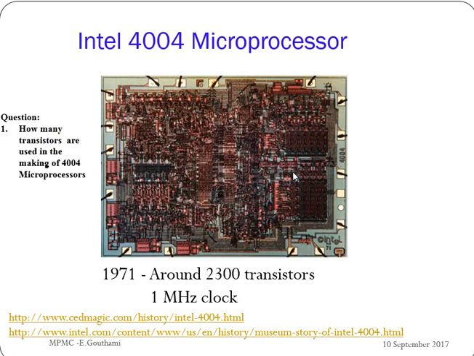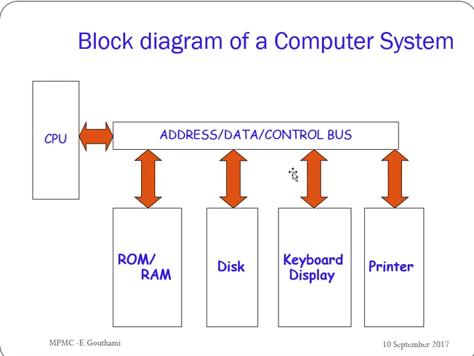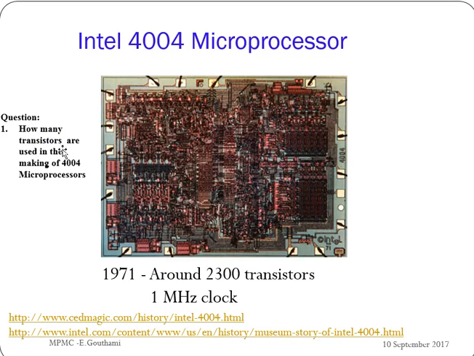Now let us go through the microprocessors. Here in this computer system we are using a CPU, which is a central processing unit. The processor in this CPU is a microprocessor. So to know more about microprocessor, let us go through the evolution of microprocessors. The first microprocessor available for us is the Intel 4004 microprocessor.